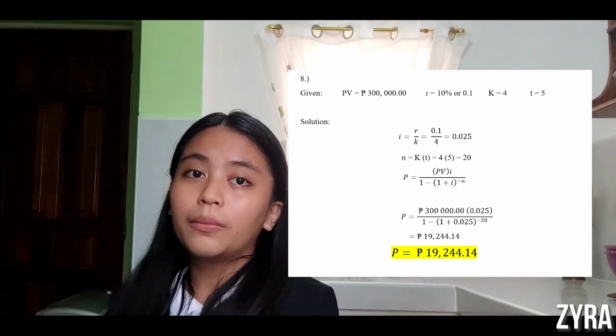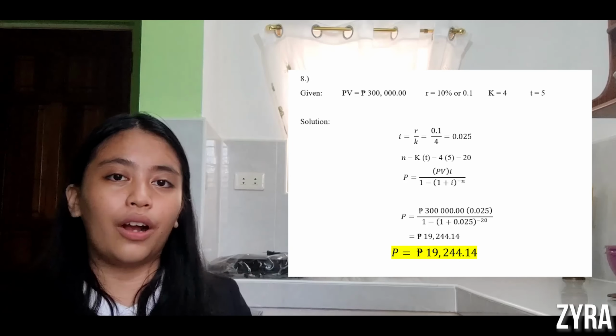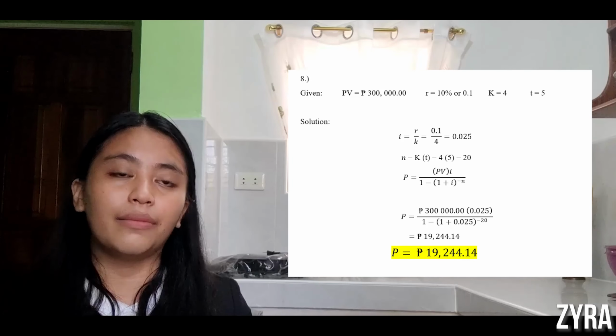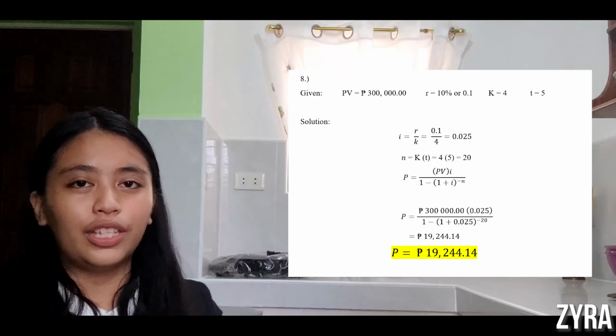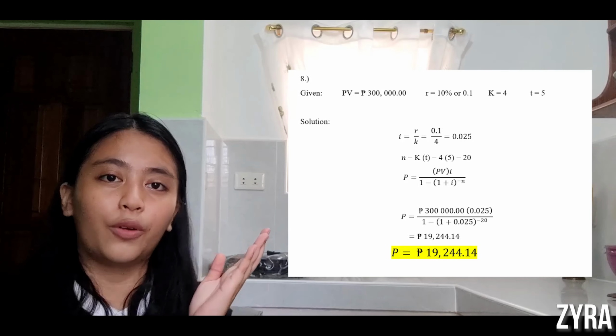So for these problems, we use the formula P is equal to present value times the interest all over 1 minus the quantity of 1 plus the interest raised to the power of negative time times period. So let us substitute our values. We have our principal, which is 300,000 pesos, our time, which is 5 years, our period, which is 4 quarterly, and our interest, which is 0.025.